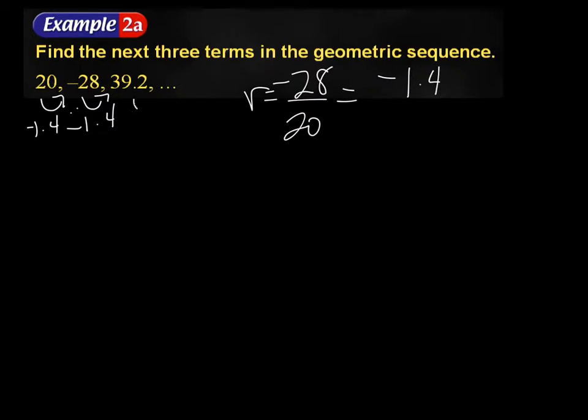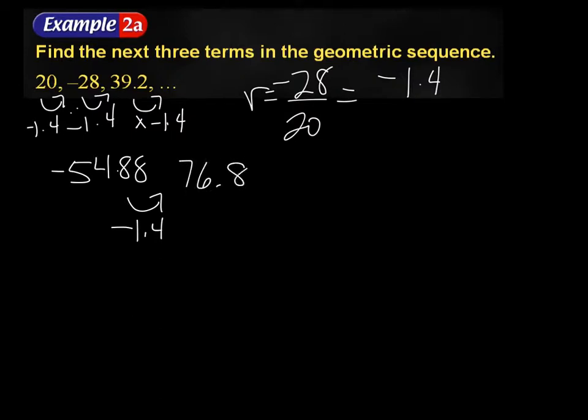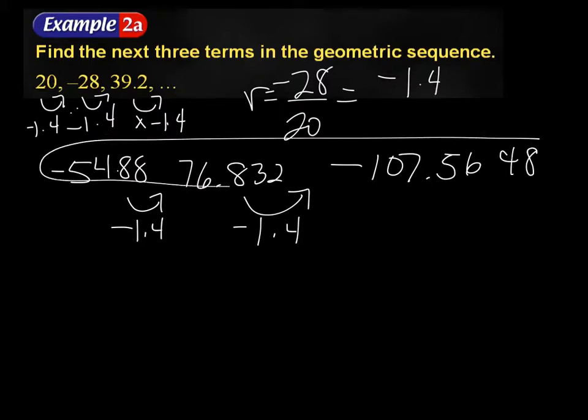When I take 39.2 times negative 1.4, I get my next term, which is 54.88. And so I'm going to take that times negative 1.4 again, and I get 76.832. And multiply again times negative 1.4, and I get negative 107.5648. Definitely a problem designed to be done with the aid of a calculator. Easy if you got one.